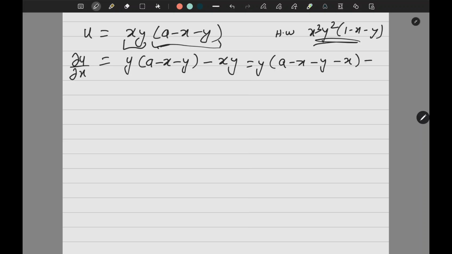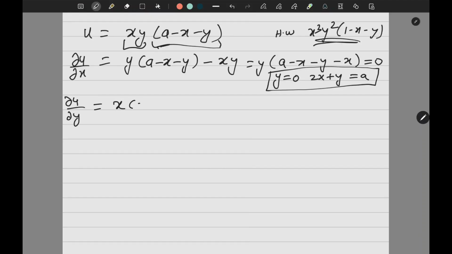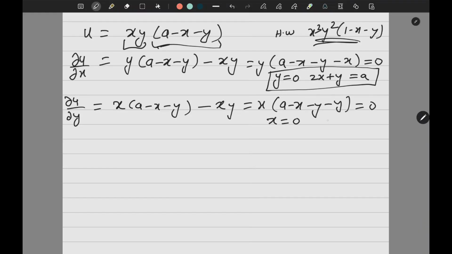If I equate this to 0, I will get y is equal to 0 and 2x plus y is equal to a. So this is the one thing I got. Now do dou u by dou y. So x times a minus x minus y, minus xy. Take x common. So x times a minus x minus 2y is equal to 0. So this gives x is equal to 0, and the other one x plus 2y is equal to a. So these are the equations I got.